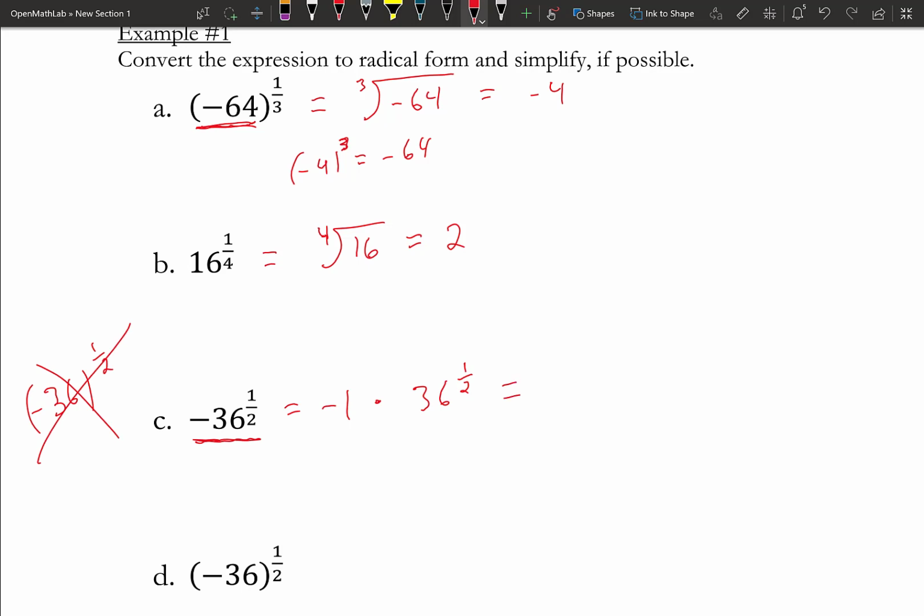So then this becomes negative 1 times, and then to the 1/2 power, that's the square root, right? Index of 2, but we don't typically write that. So we just do the square root. So that'd be negative 1 times the square root of 36, which is 6. So this would be negative 1 times 6, which equals negative 6, right?